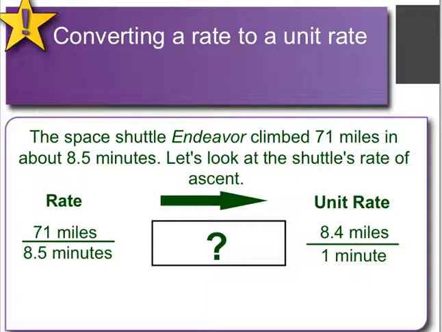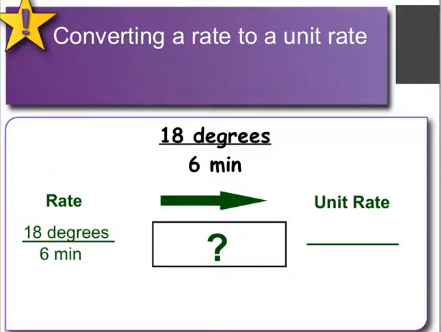How did we get from 71 miles in 8.5 minutes to 8.4 miles in a minute? We divided by 8.5. You can say, I'm just going to divide these two numbers, or you could say, I'm going to divide both the top and the bottom by 8.5. Either way is logically the same thing, and we get our 8.4 over 1 minute. If we were to do this one, 18 degrees in 6 minutes, and find the unit rate, I would be saying, in 1 minute, how many degrees did it change? So I'm going to divide 18 by 6 and see that we have 3 degrees in 1 minute.